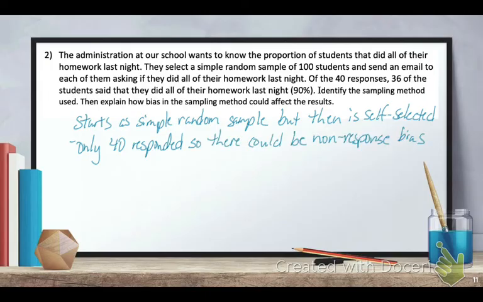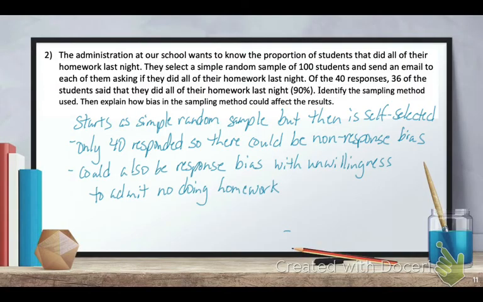And thinking about the results being skewed one way, there probably is some bias in this situation. Only 40 responded, so there could be a non-response bias. It could be that the 60 are the ones who did not complete, or many of them did not complete their homework. So that would be what we would call a non-response bias, people of one particular opinion mostly not responding. There could also be response bias with an unwillingness to admit that you're not doing your homework because the survey was from the administration. So students may not want to admit that.